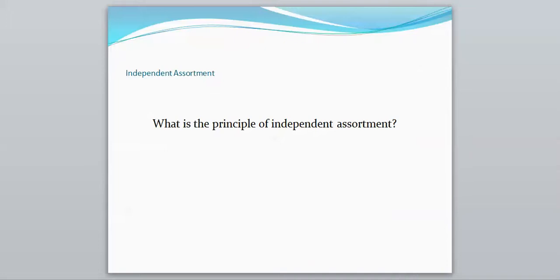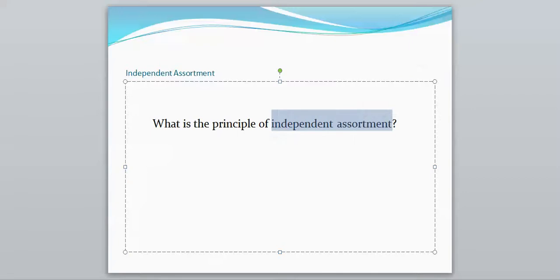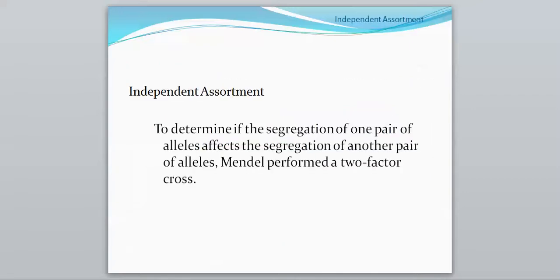So our principle that we're going to look at today is called independent assortment. That's going to be important to know, independent assortment. And how Mendel went about looking at independent assortment is he wanted to determine if the segregation of one pair of alleles affected the segregation of another pair of alleles. That's just saying that he wanted to know if tall was connected to wrinkly seeds, or if tall was connected to yellow seeds, or something like that.